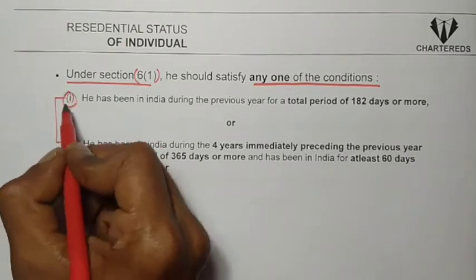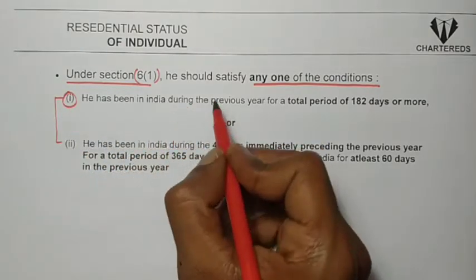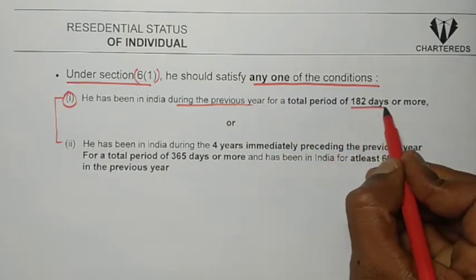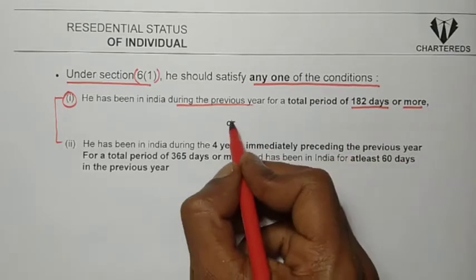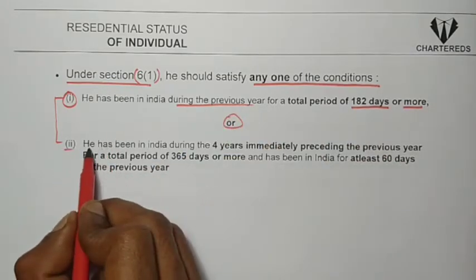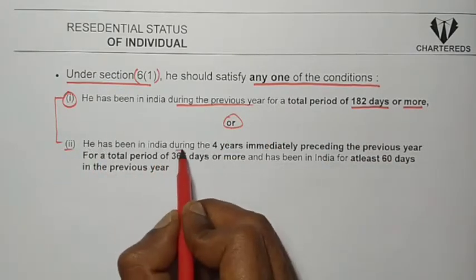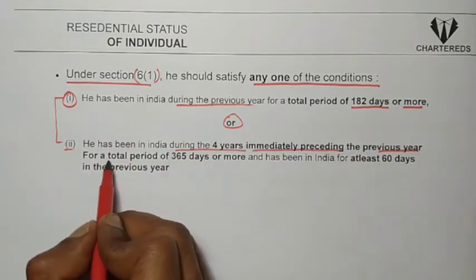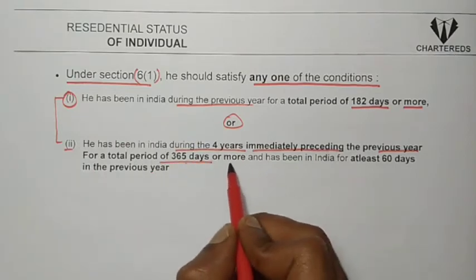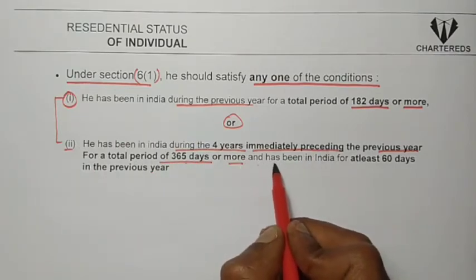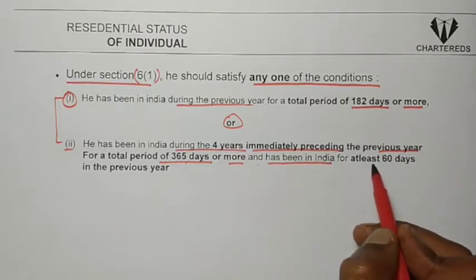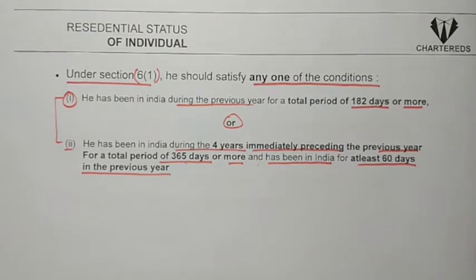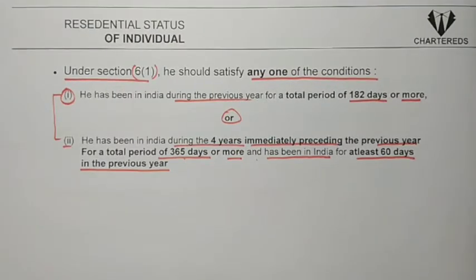The first condition is he has been in India during the previous year for a total period of 182 days or more. Or the second condition, he has been in India during the 4 years immediately preceding the previous year for a total period of 365 days or more, and has been in India for at least 60 days in the previous year. So let us understand clearly.